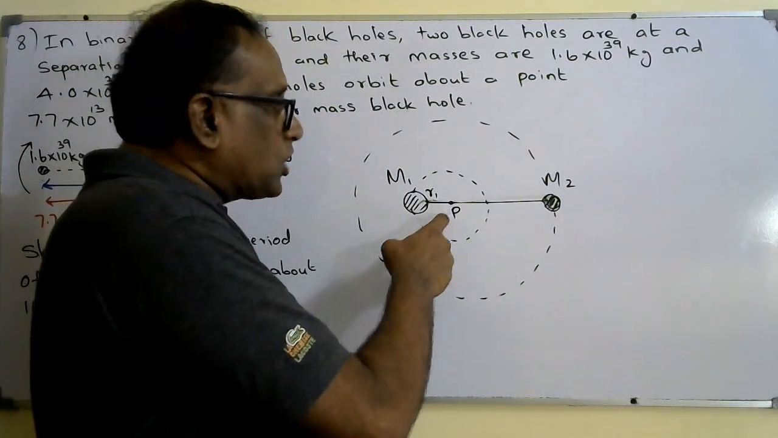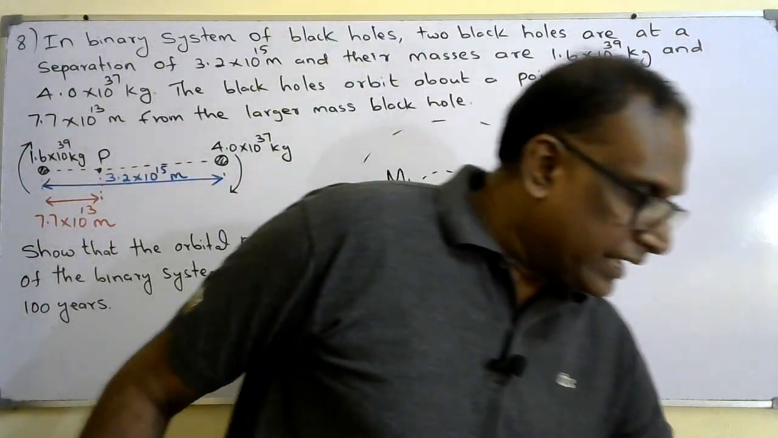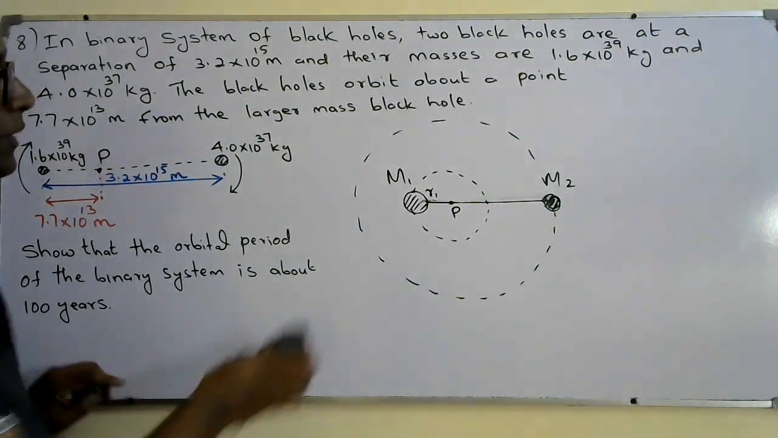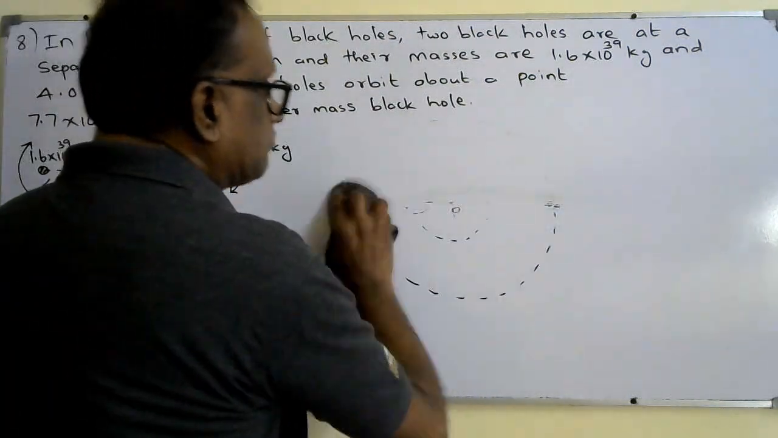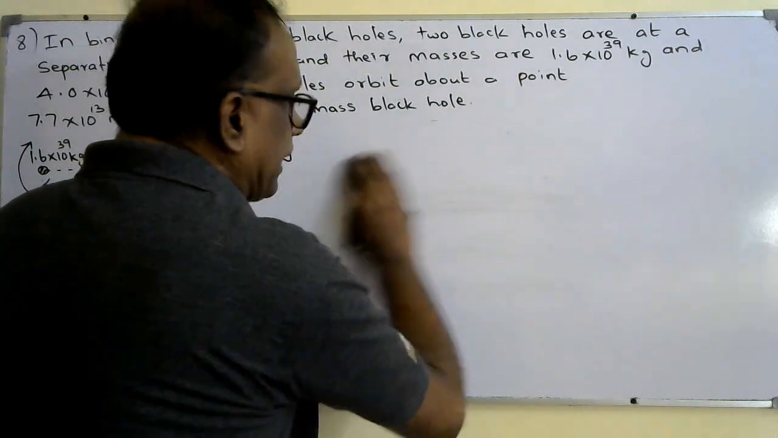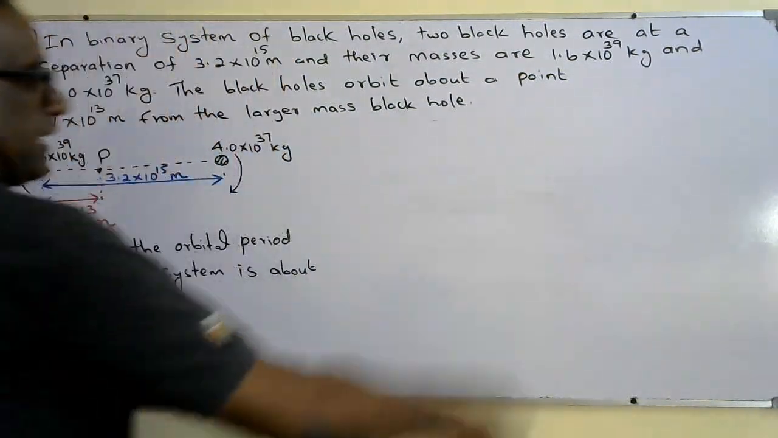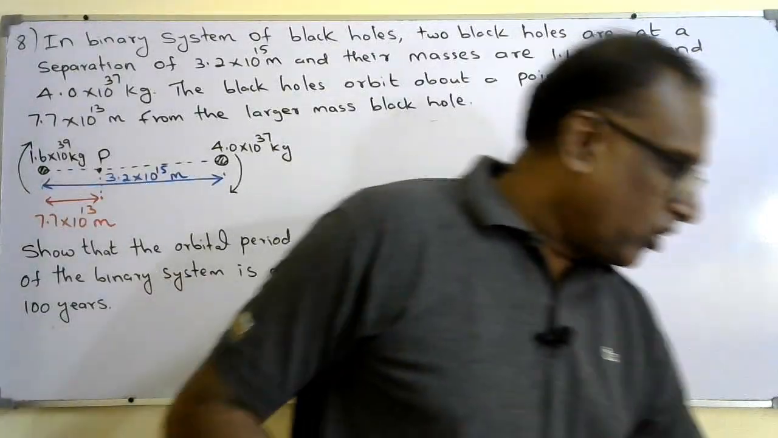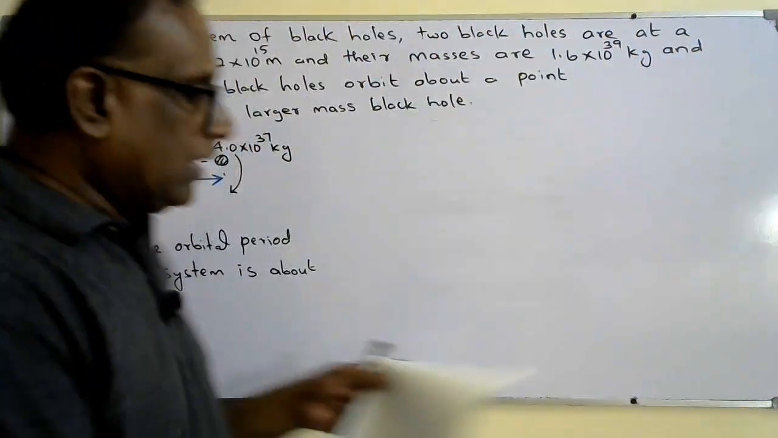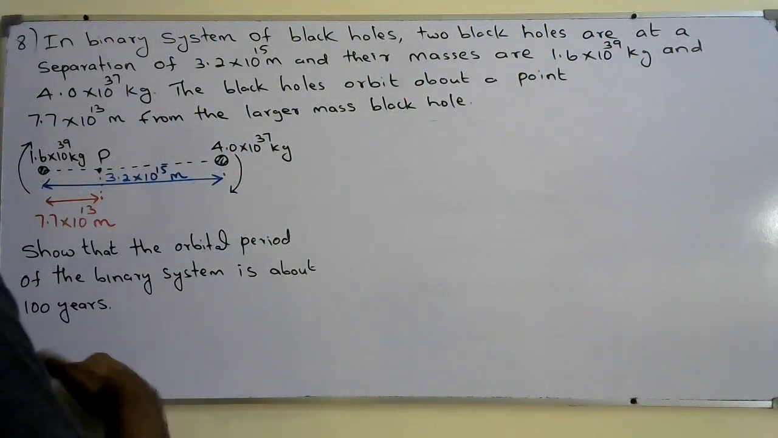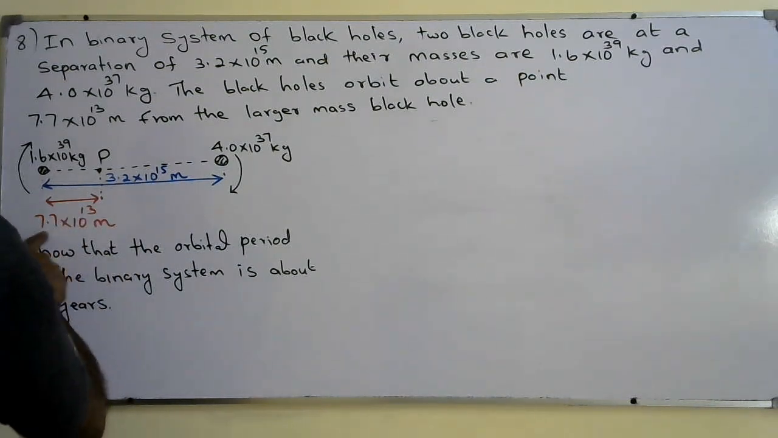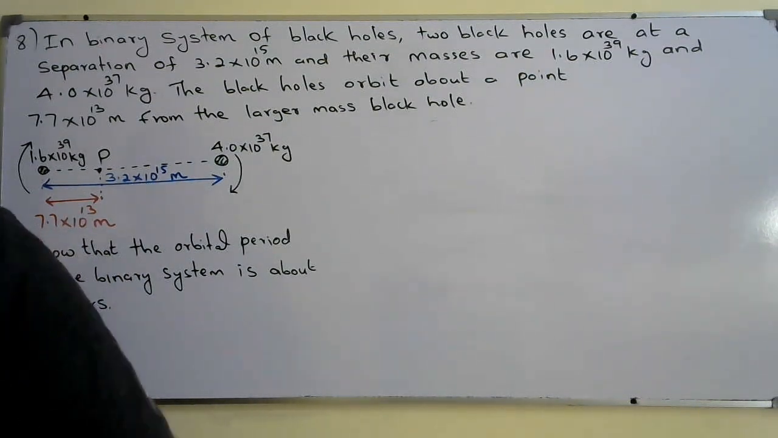In the same way, here the two black holes are forming a binary system. A binary system means a combination of two massive objects like stars or black holes. They together form a binary system, orbiting about point P. Point P is the center of mass. Calculate and see, you'll get 7.8 × 10^13. I don't know why they give 7.7, but anyway, it's okay. We will use the given data.